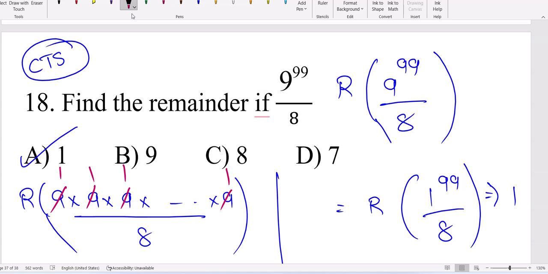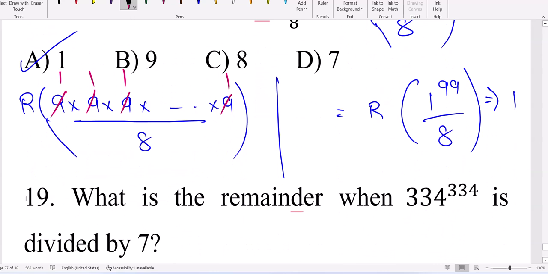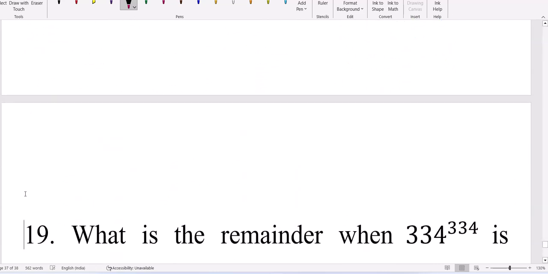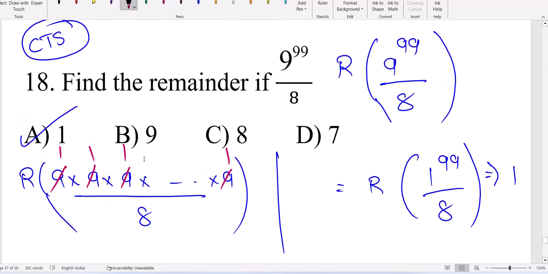In any question, at the end it should come down to 1 power 99 or minus 1 power 99, like that. If it is the same question with 7 power 99, let us say, why is the negative remainder going to help us? I will show the next question where your negative remainder is going to help you. I hope you are clear with this, right? 9 power 99 divided by 8. Have you got 1 as the answer? That 1 power 99, 1 is the remainder.